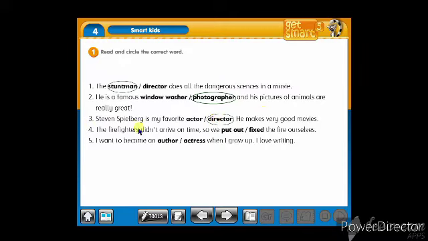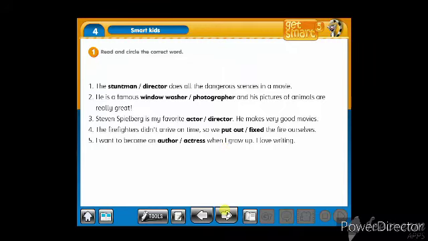4. The firefighters didn't arrive on time, so we put out the fire ourselves. 5. I want to become an author or actress. Who loves writing? Author. Well done, children. But if you still have doubts, you can always go to your books on page 34 and check out the vocabulary again.